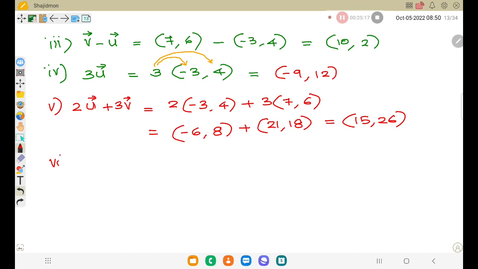Now we will go to the sixth part of the question. We need to calculate the magnitude of vector u, the magnitude of vector v, and the magnitude of vector 3u.